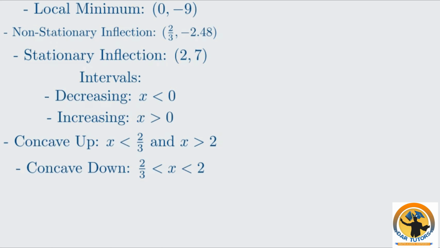It is concave down between 2/3 and 2. Let's put this all together on a graph. We start by plotting our 3 key points. The curve decreases to the local minimum at (0, 9).